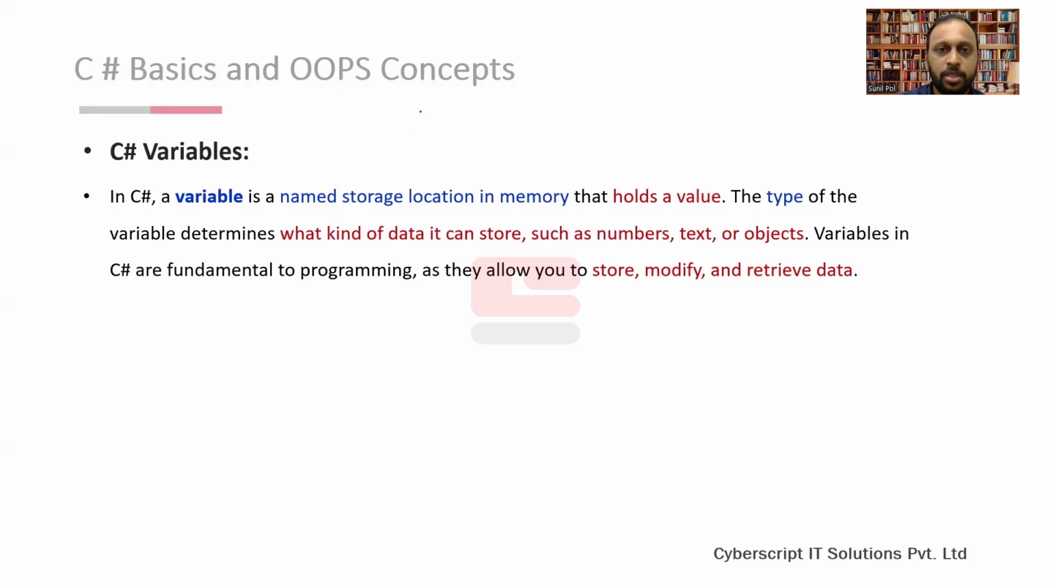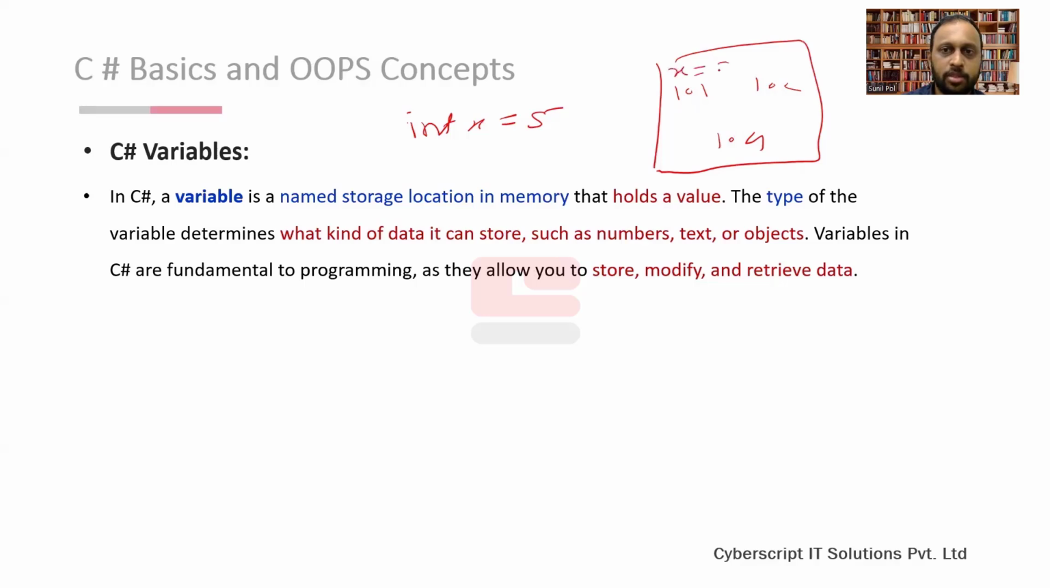Variables in C# are fundamental to programming as they allow you to store, modify, and retrieve the data from the memory. So suppose in our program, we are declaring one integer type variable x is equal to 5. In memory, there are different memory locations like 101, 102, and 104. These are the memory addresses. The runtime environment will store the 5 value at 101, and this 101 memory address would be identified by the runtime environment by the x variable name.